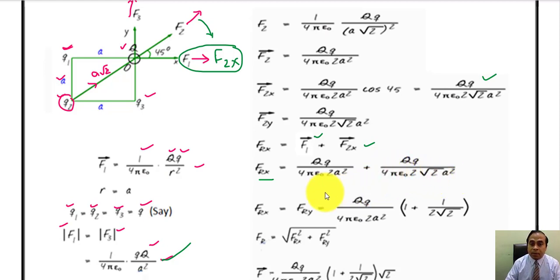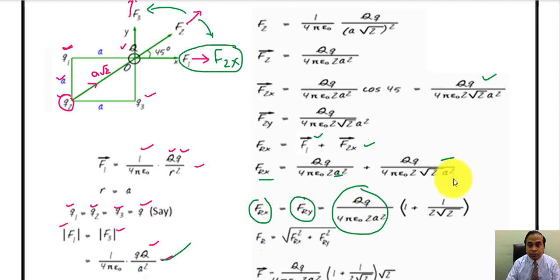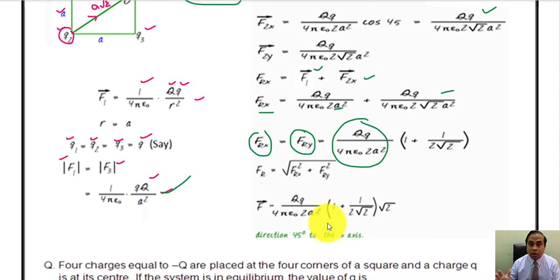Similarly, if we try to find the resultant along the y-axis, it will be numerically the same. Why? Because the same component of F2 persists along this F3 also. So the resultant force along the x-axis is equal to the resultant force along the y-axis, and once you take the common term out of these two, you find it is 1 plus 1 upon 2 root 2. This is the resultant force along both the x-axis and y-axis.